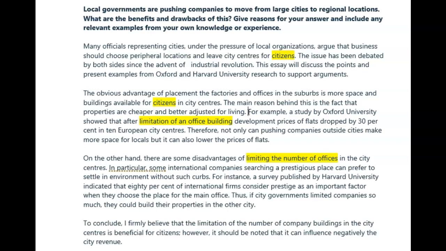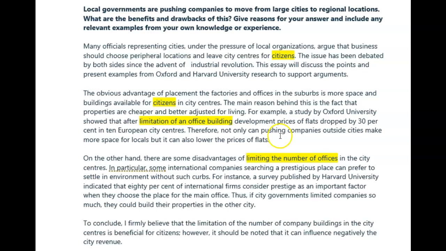A study by Oxford University showed that after limitation of office building, after restricting offices to suburban areas, the development of flats dropped by 30% in 10 European cities. Okay, therefore, not only can pushing companies, I wouldn't use pushing, it's a bit informal, I would say relocating companies outside the city, the inner city, make more space for locals, but it can also lower the price of flats.